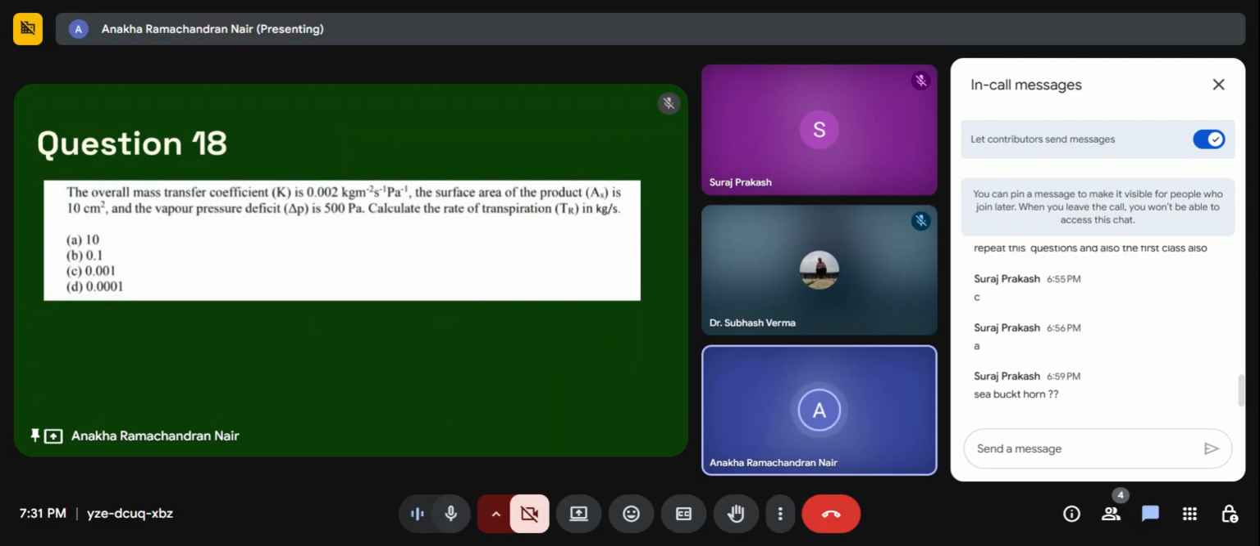And again, if you know the formula, it is very easy for you to solve. So the question is, the overall mass transfer coefficient K is 0.02 kilograms per meter square per second per Pascal. The surface area of the product is 10 centimeter square and the vapor pressure deficit is 500 Pascal. So you have to calculate the rate of transpiration in kilograms per second.